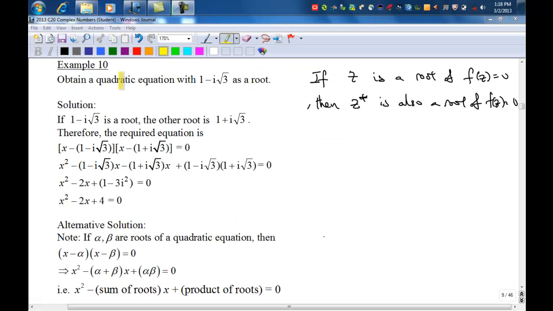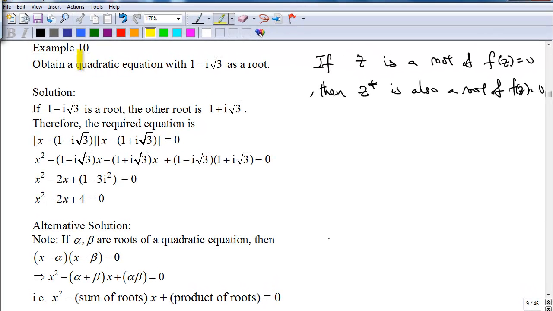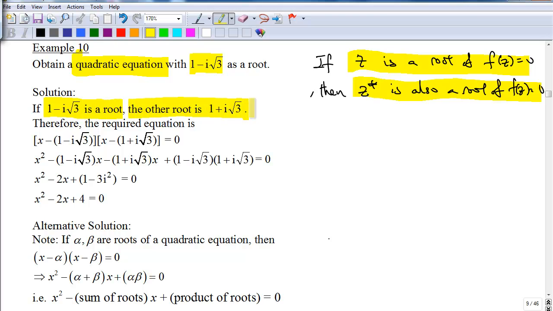Now let's put what we have just learned in example 10. In example 10, we want to obtain a quadratic equation with 1 minus i root 3 as a root. Now if you recall, we say that if z is a root of f(z) equals 0, then z star or z conjugate is also going to be a root. That's why if I say that my 1 minus i root 3 is a root, then the other root is going to be its conjugate, which is 1 plus i root 3. Now there is only one other root here because this equation that I want is quadratic.